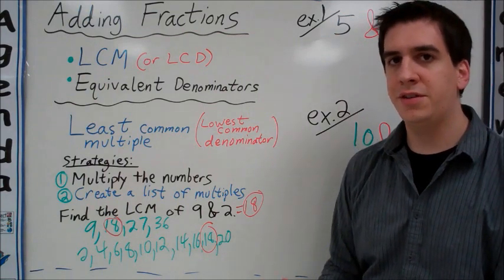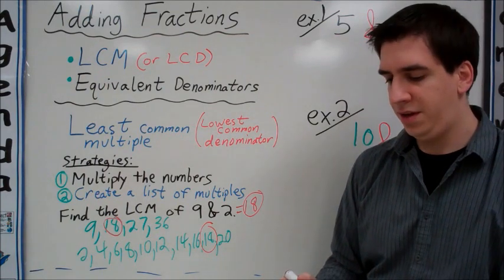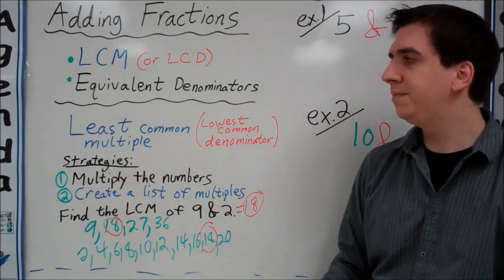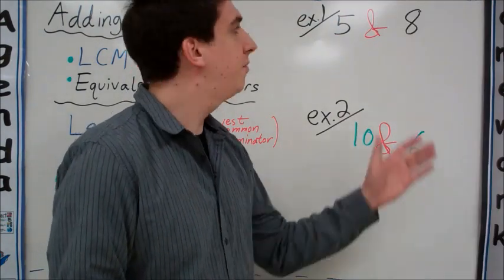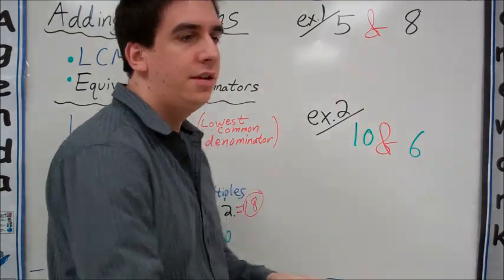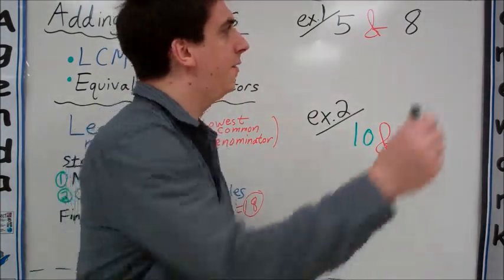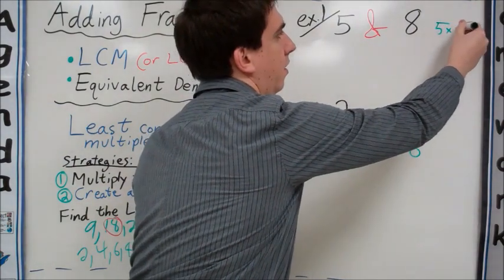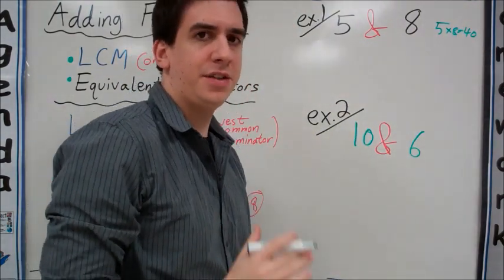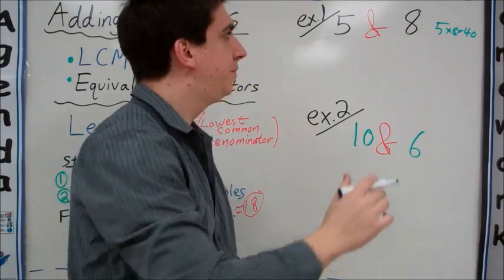We're going to do a couple more examples like this, and then I'm going to have you look at a word problem that would involve least common multiples. The first problem that's like this, with our example here, find the least common multiple of 5 and 8. If we multiply them together, 5 times 8 is 40. Let's find out if that's really the least common multiple though.